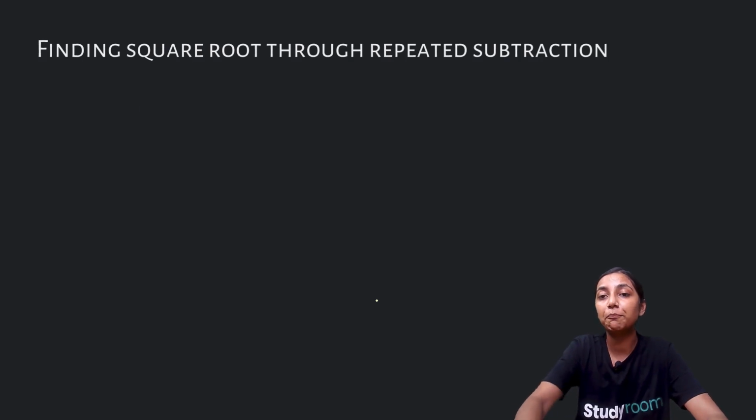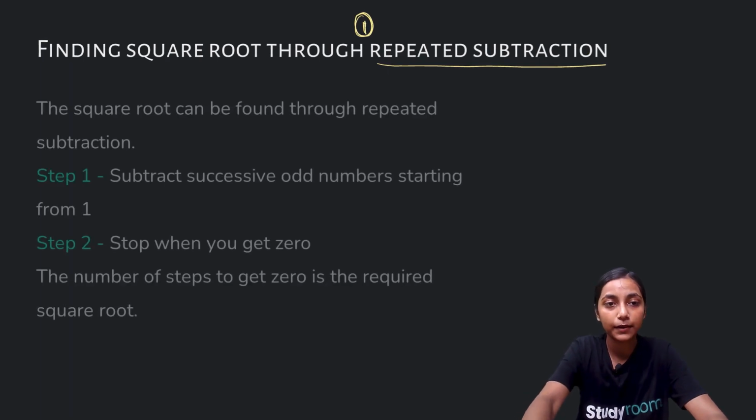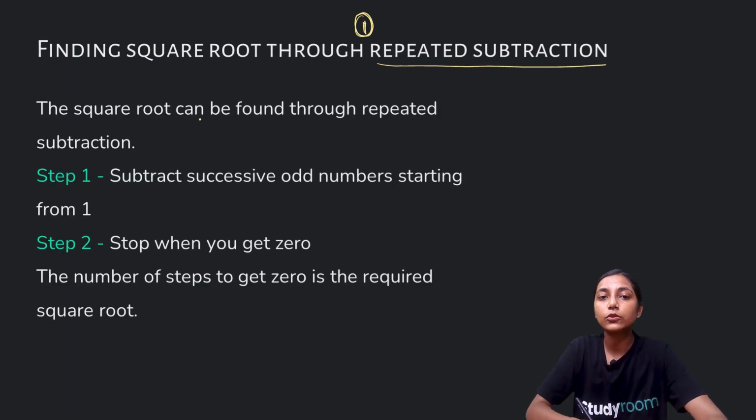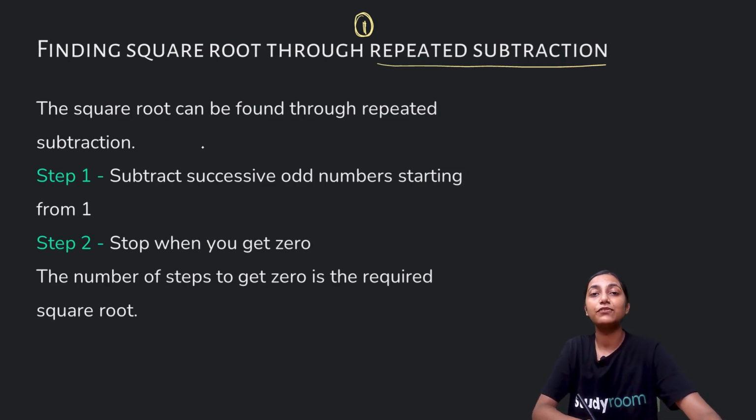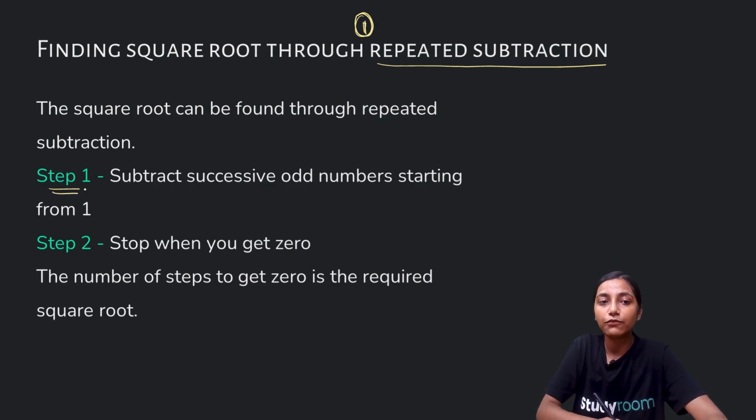Finding square root through repeated subtraction. The first method that we have for finding the square roots of a number is repeated subtraction. Let's learn about it. The square root can be found through repeated subtraction. So what is step 1 for this method? We subtract successive odd numbers starting from 1. First, from the number we subtract 1, then from the resultant we subtract 3, then from the resultant we subtract 5, and so on.